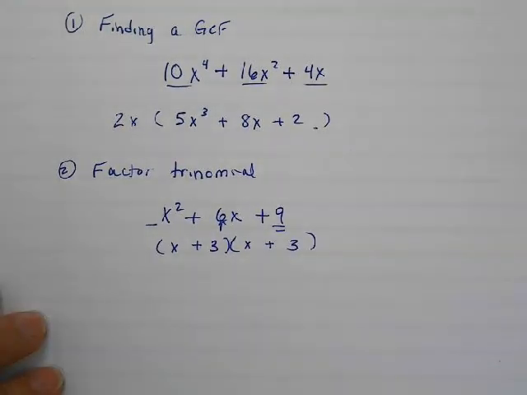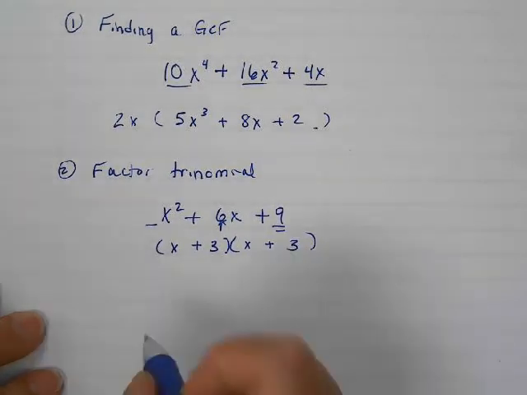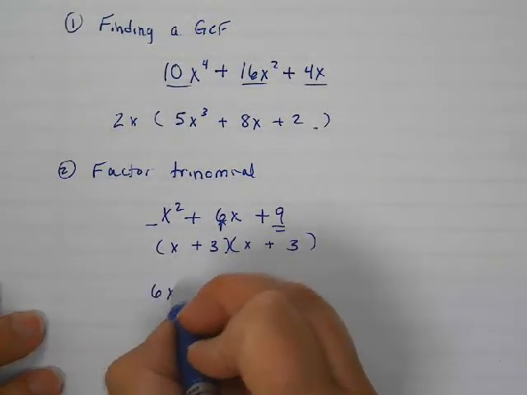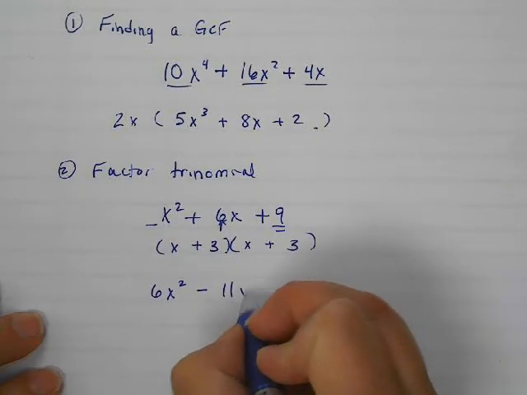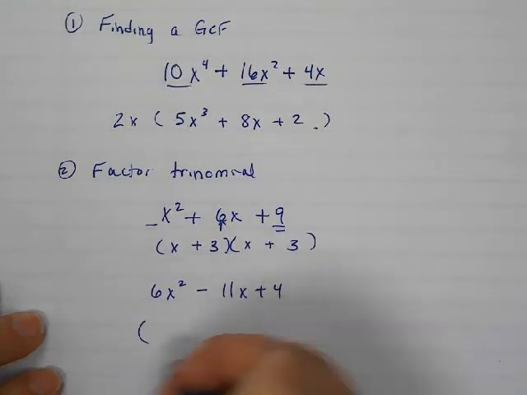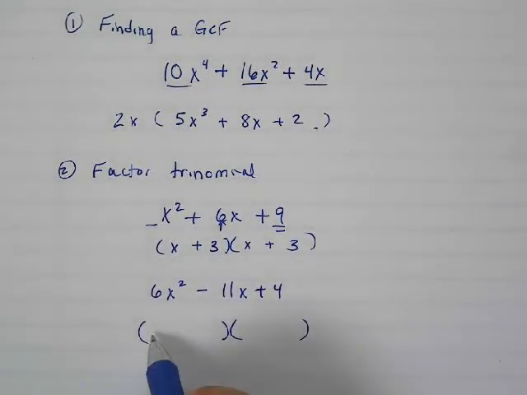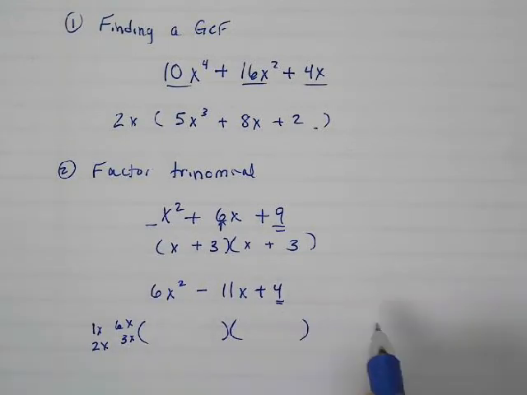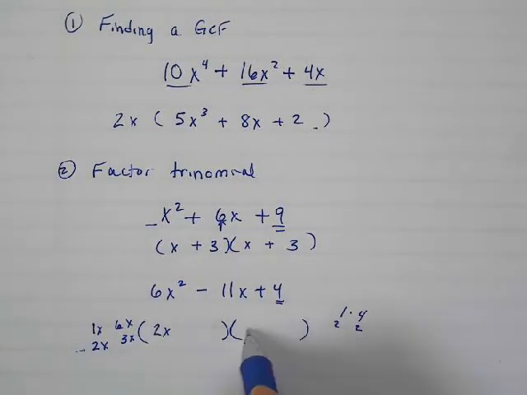Then we did some more difficult ones, like 6x squared minus 11x plus 4, where we had to just not put x and x here, but we had to decide, was it going to be 1x and 6x, or 2x and 3x? And then we had to think about the factors of this being 1 and 4, or 2 and 2. So we kind of did a guess and check, and we decided more times than not that we would try the numbers that were closer together.